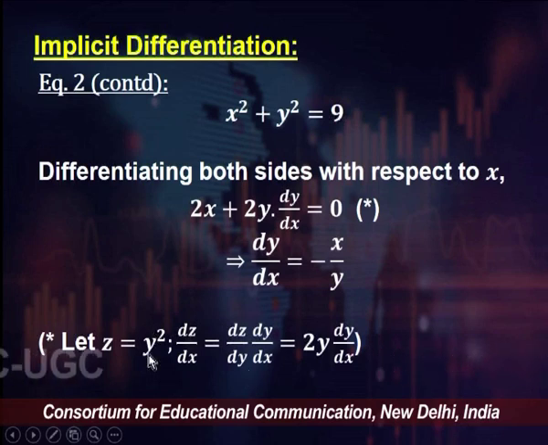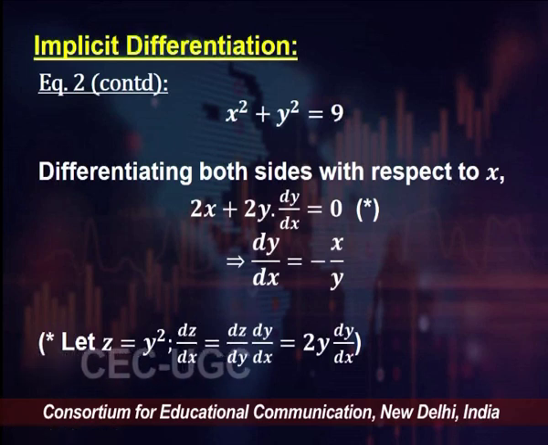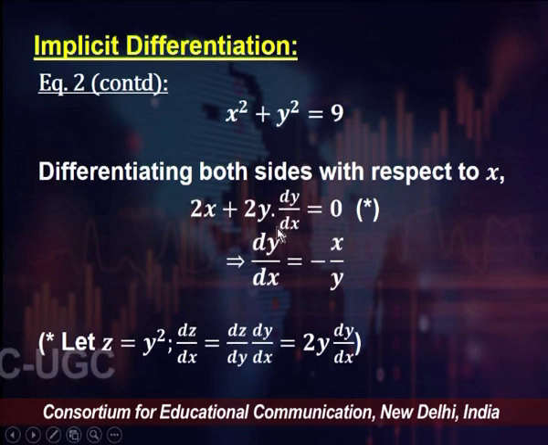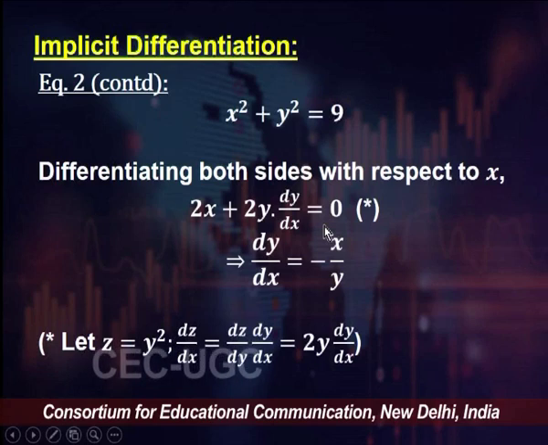So, dz by dy is 2 times y, and that is then multiplied by dy by dx. Okay. So, we have here then that the derivative of y squared with respect to x would be 2 times y times dy by dx, and on the right hand side we will again have 0.